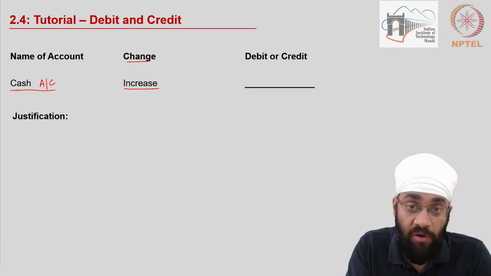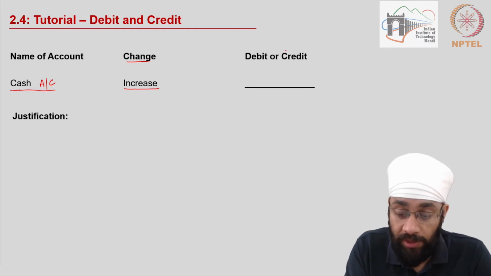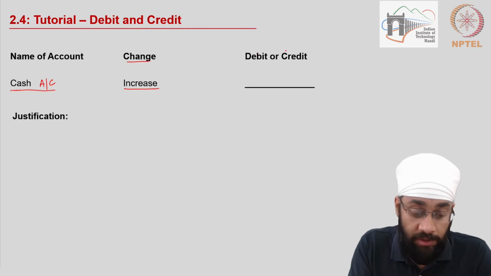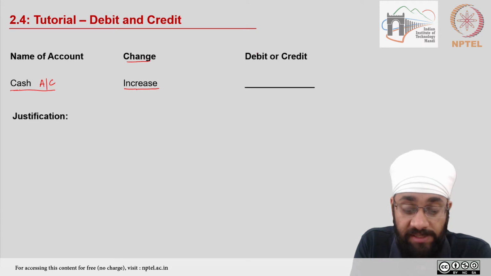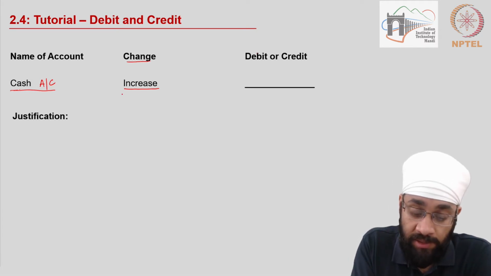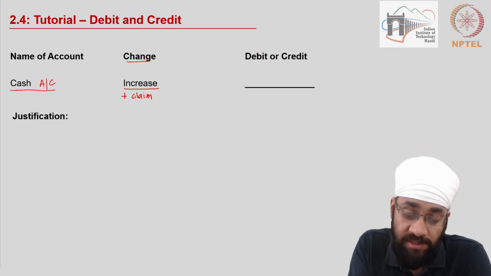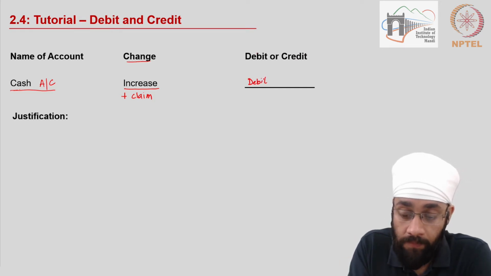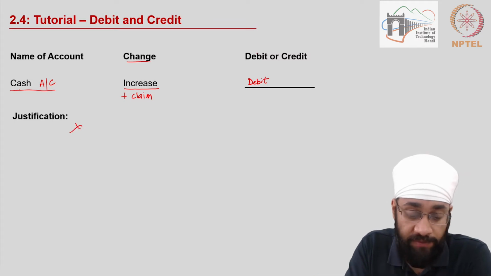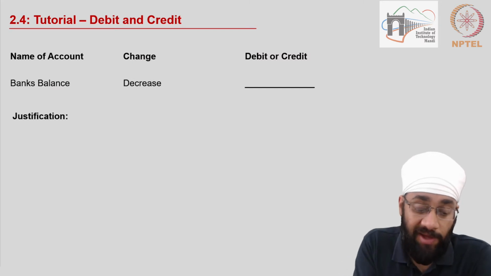Should it be debited or credited? That's how we use these two terms as well. So let me do this quickly. Now, the cash account is experiencing an increase, which means there is an increase in the claim of the business on the new cash that the business has received. Increase in claim is debit, right? I don't think any justification is required. This is fairly straightforward.